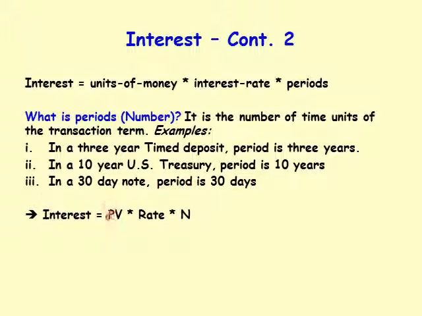Interest is again principal value. Units of money is called principal or principal value, the interest is called rate, and the period is called N. So it's principal value, sometimes PV, times rate times N. That's how we compute simple interest. Simple interest is principal value times rate times N. Rate is stated as percent per term, and N is the number of those terms.